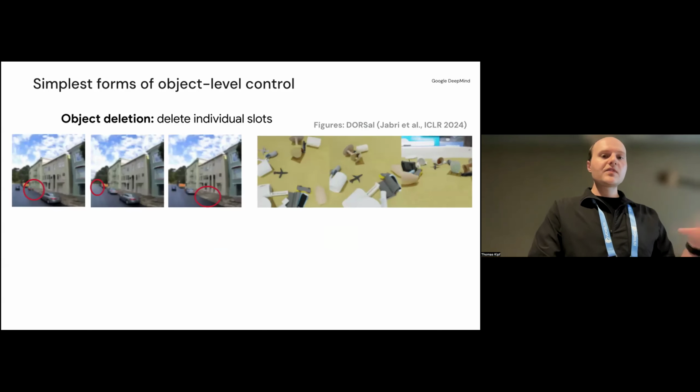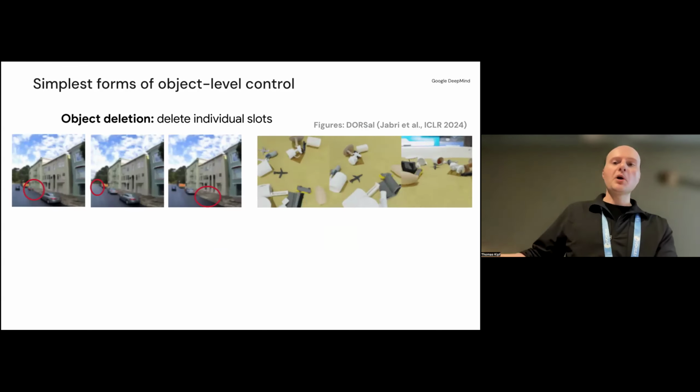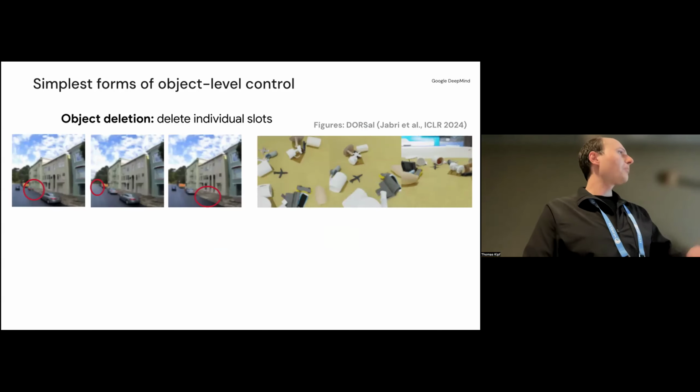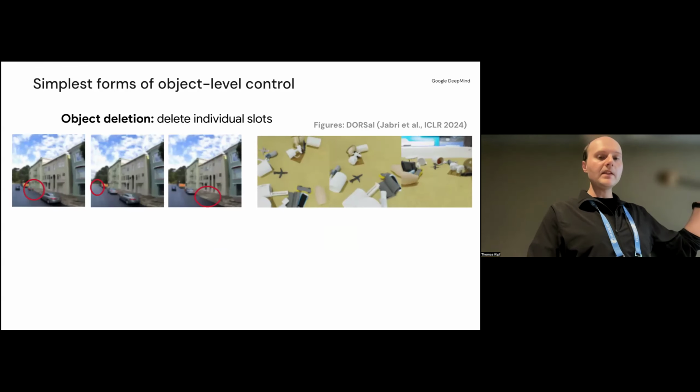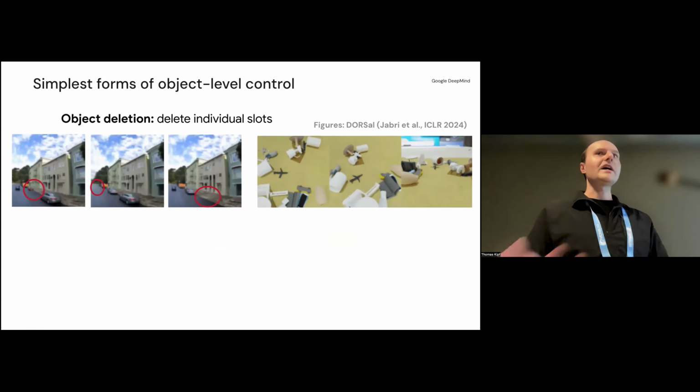I just want to give some examples of the simplest form of object-level control. What happens if you take one of these object-centric generative models, for example a recent method we just presented at ICLR a few weeks ago, called DORSAL? There you can delete individual slots, and then the objects disappear in the scene. Here, these are street view scenes that we trained the model on. And then we take that street view scene, we just remove a single slot, and the car disappears.